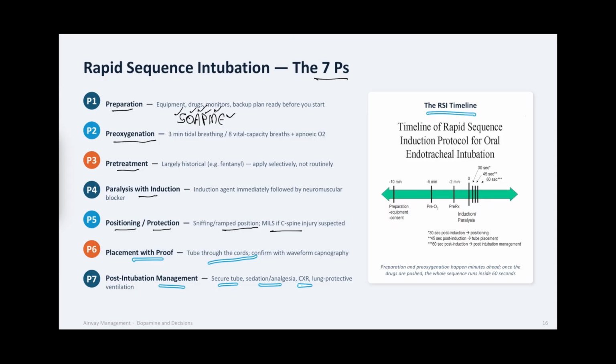This is the RSI timeline. Rapid sequence intubation starts with giving the induction and the paralysis. It is at the 0 minute. Before 10 minutes, you should start the preparation, and equipment and consent need to be ready before 10 minutes of giving the induction and paralysis. Before 5 minutes you should start the pre-oxygenation, and before 2 minutes pre-treatment has to be done. 30 seconds post induction and paralysis you should start positioning the patient. Post 45 seconds tube placement has to be done, and post 60 seconds post-intubation management has to begin. This is the rapid sequence intubation timeline.